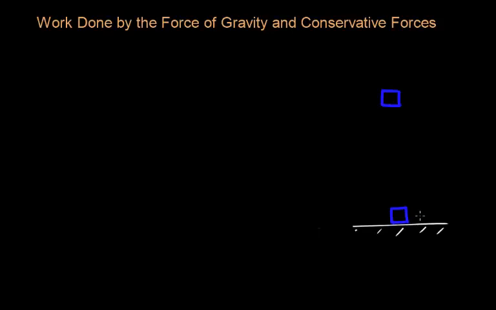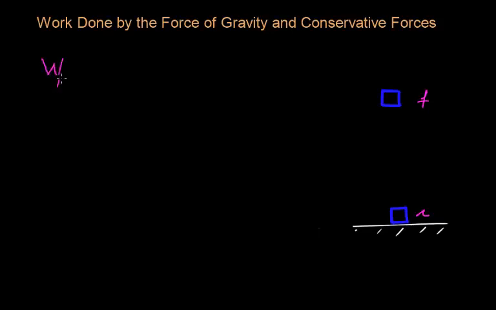So in this case here, I'm using the initial to be the ground and final to be here. The path in which the object is moved is not necessarily known, but we know what the initial point is and what the final point is. Since the mg is a constant quantity within a reasonable height, therefore the work done by the force of gravity is going to be expressed by the following equation.